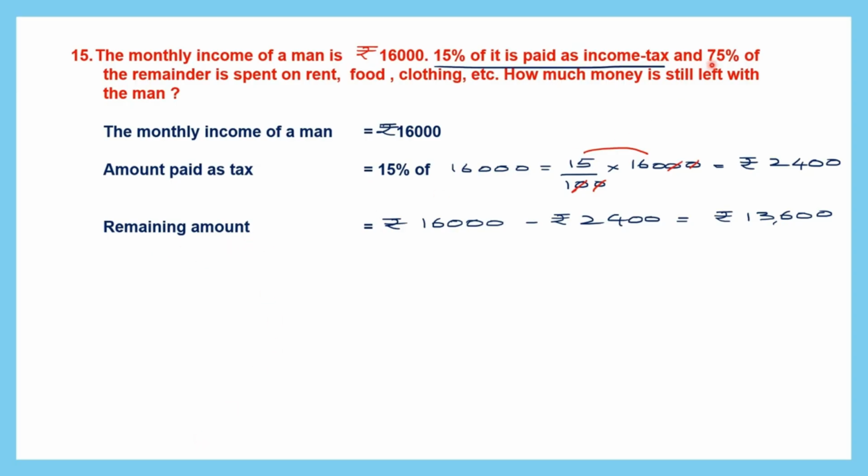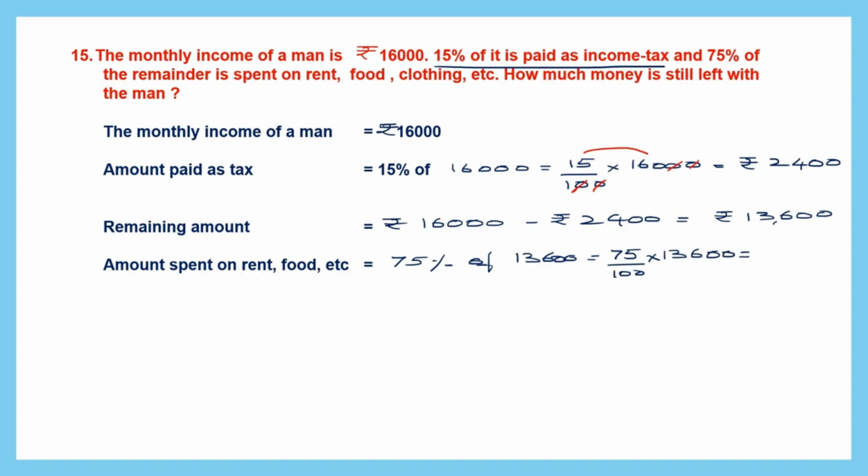And remember, 75% of this amount is again spent. So the amount spent on rent, food, etc. is 75% of this remaining amount, which is 13,600. So this will be 75 by 100 into 13,600. Here also we can simplify, cancel the two zeros, and multiply 75 into 136. And that is 10,200 rupees.